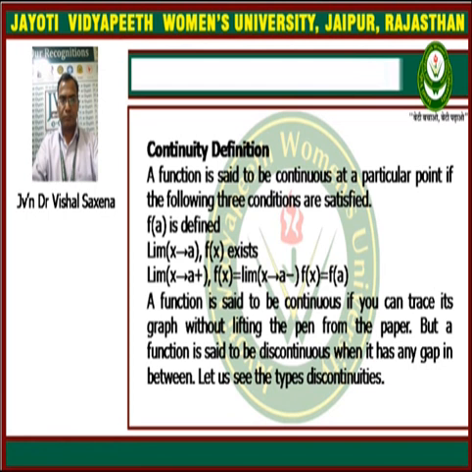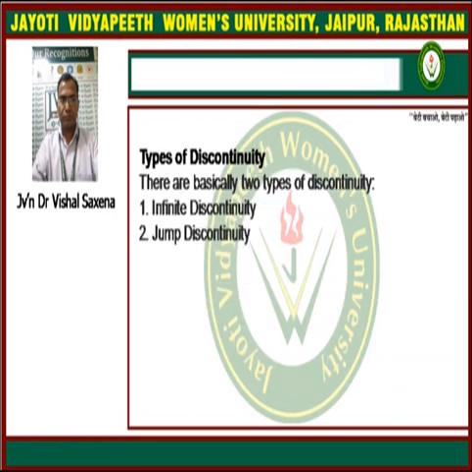And in the mathematical concept, when the function's limit does not exist, or when it is not equal to the function's value, then the function is called discontinuous. It may be at one point or at more than one point for the function. So basically there are two types of discontinuity.